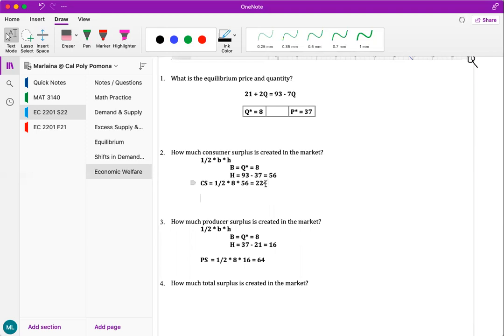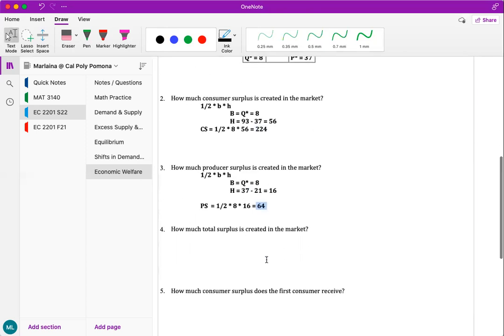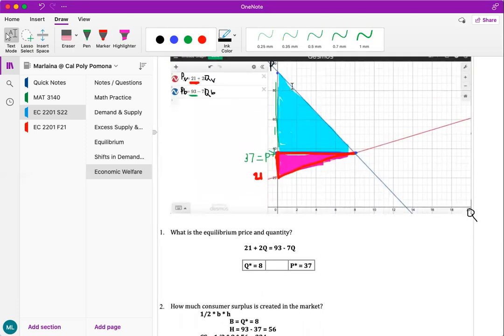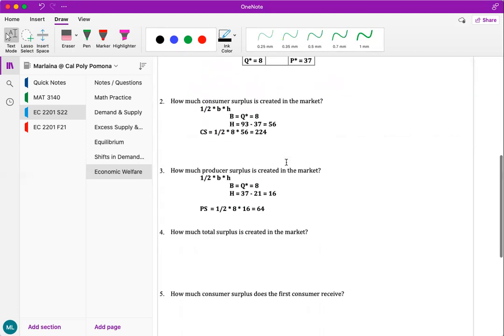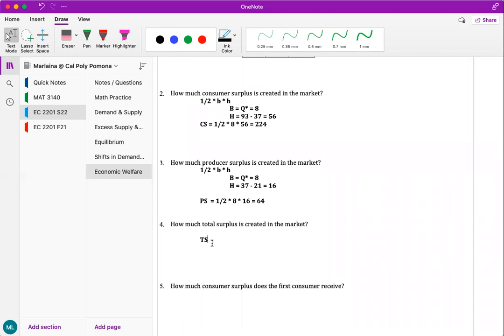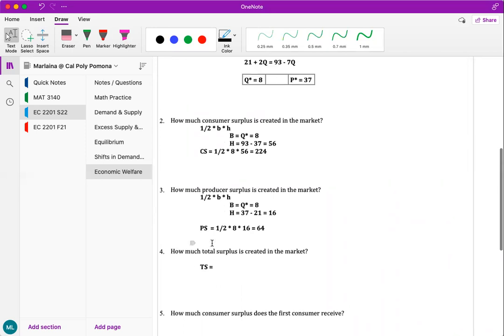So we have our consumer surplus is 224. Our producer surplus is 64. Now, when we're looking at how much total surplus is created in the market, our total surplus is both our consumer surplus and our producer surplus. So what we're going to do is add them together.